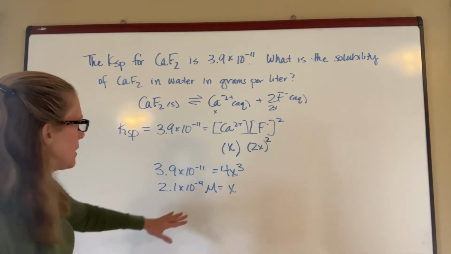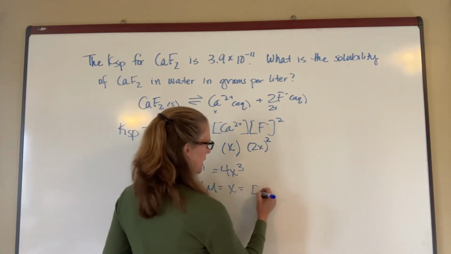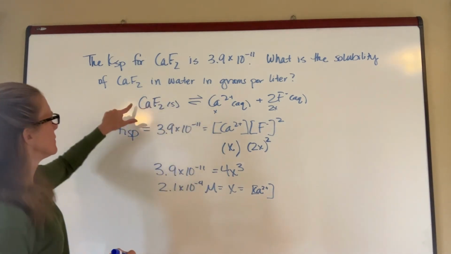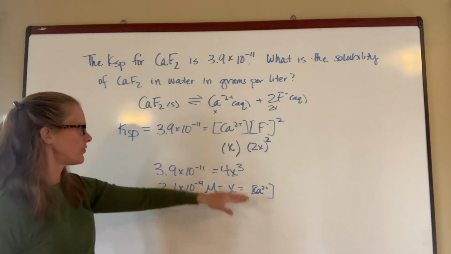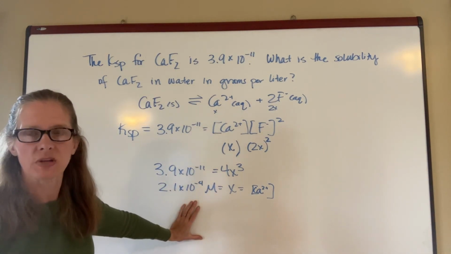And notice that that is going to be the same as my calcium ion concentration, because this has a coefficient of 1 and this has a coefficient of 1. So therefore, X is going to be the solution to this one. All right, so they have the same coefficients.